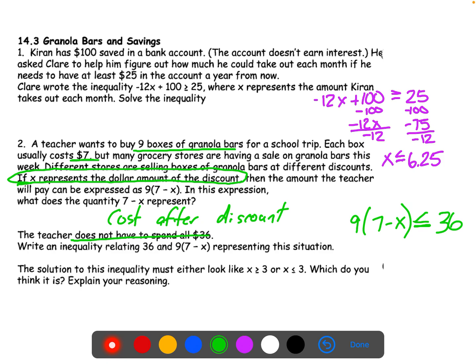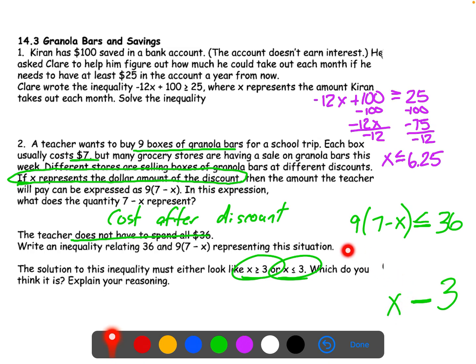The last part says the solution to this inequality must look either like this or this. x is greater than or equal to 3, or x is less than or equal to 3. Which do you think? So what it's saying is, if we took this inequality like we did up here and we solved it, we got all the way down to the bottom, we found that x was equal to 3. Okay, solving it like an equation. Now, do we want x to be less than 3 or greater than 3? We know both options can equal 3, so that bar is going to be there. Let's figure out what x is first.